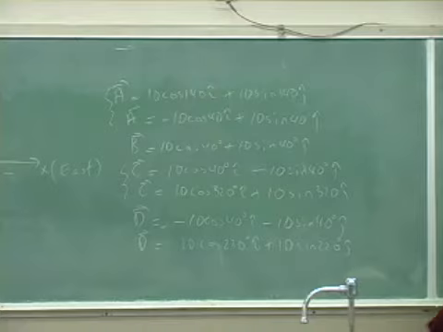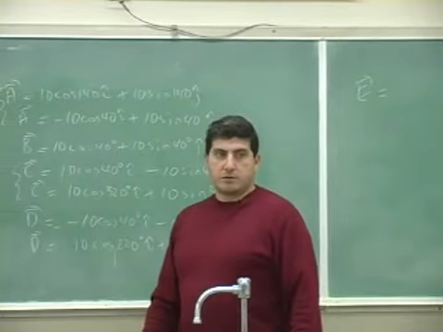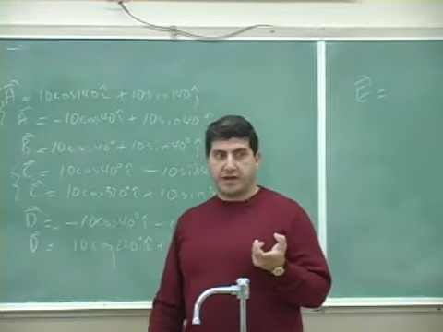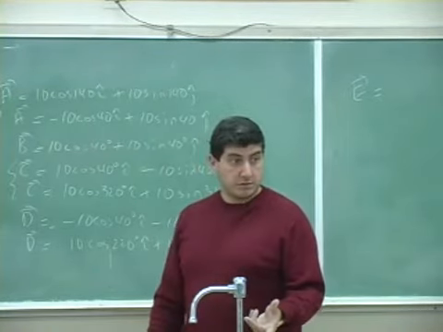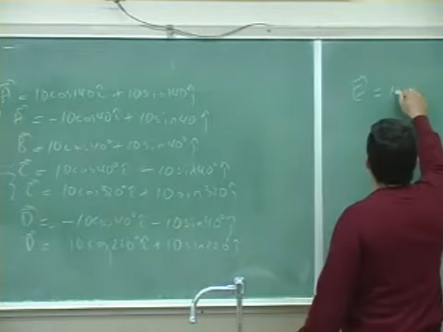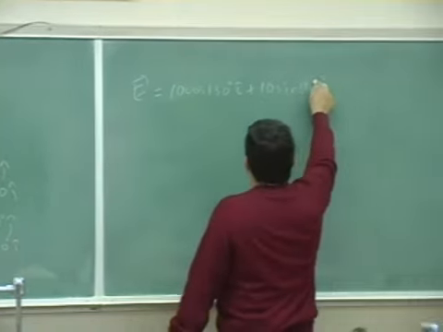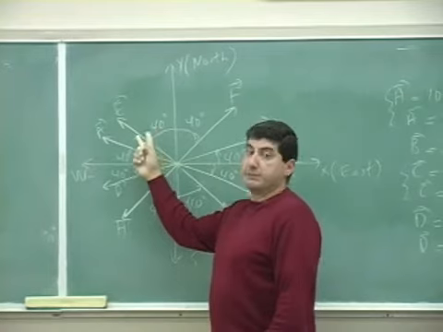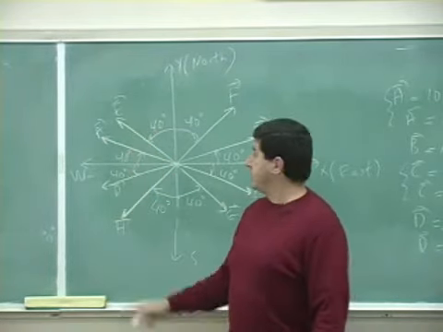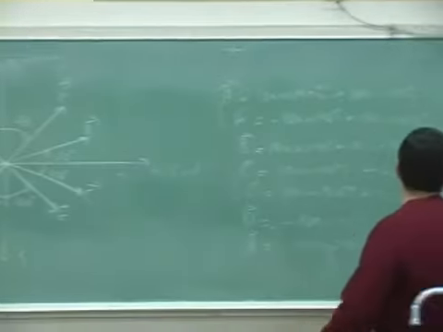How about vector E? Again, there's two ways. You could either find the true angle of vector E, which is 90 plus 40, right? So that's 130. So you could do 10 cosine of 130 i hat plus 10 sine 130 j hat. And then what would be the second way? The second way would be to say, you know what, I'm just going to use the 40. But the x component of E is going to be sine of 40.